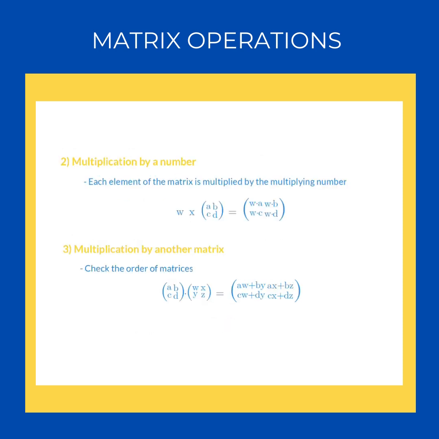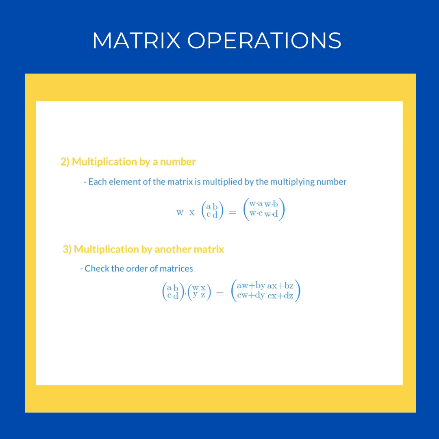The second matrix operation is multiplication by a number. So each element of the matrix is multiplied by the multiplying number. So if I have W times this matrix, I have to multiply W by each element or each number inside this matrix. So W times A is WA, W times B is WB, W times C is WC, and W times D is WD.